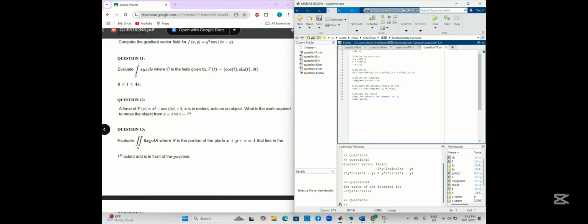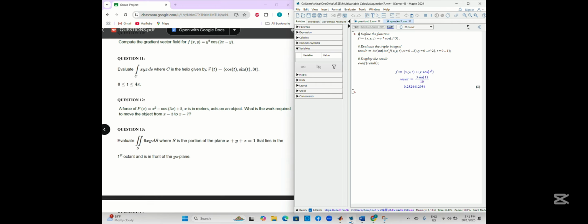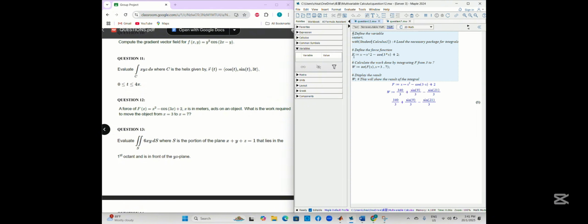Next, for question 12, we need to find the work required to move an object from x equal to 3 to x equal to 7. The force is given by the question, which is f(x) equal to x squared minus cos(3x) plus 2. So we need to find the value of work. On the right side, I will use the Maple software to solve this question 12. This is the code for question 12. After we run it, the result of the integral appears, which is work equal to 340 over 3 plus sin 9 over 3 minus sin 21 over 3. That's all from me. Thank you.